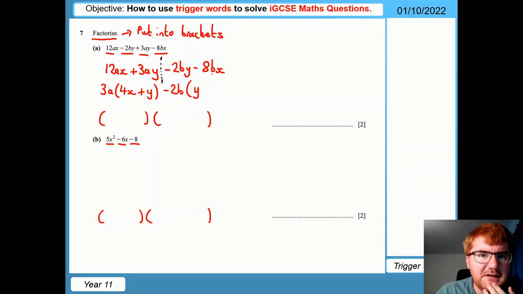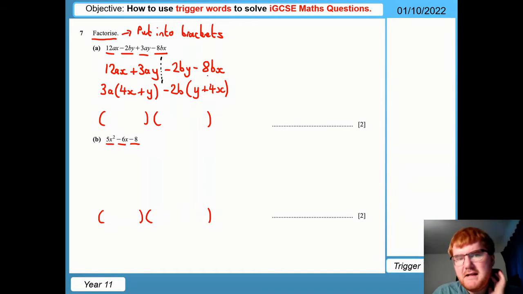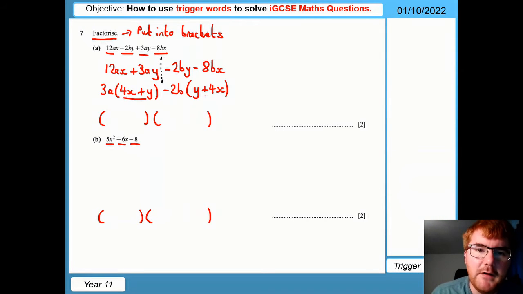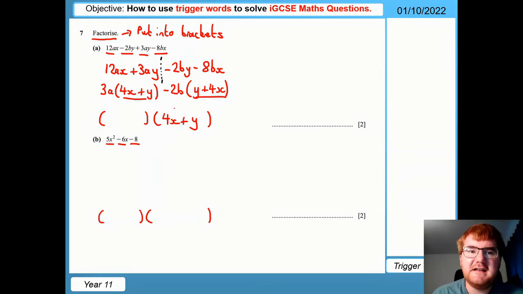Well, let's have a think about this. We need an x in here. 2 times 4 is 8. And we need a plus because we want to get a minus at the end. Now notice the brackets are actually the same, just different order. So we've got 4x plus y and y plus 4x. These are the same thing. So we can pop that into our second bracket or first bracket.